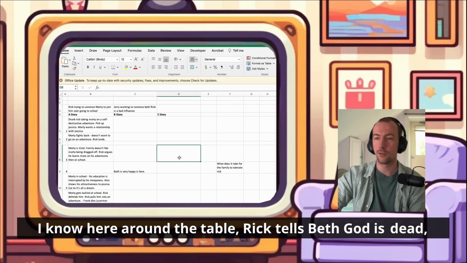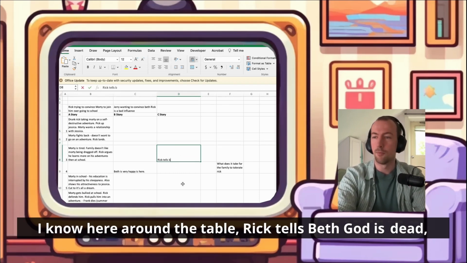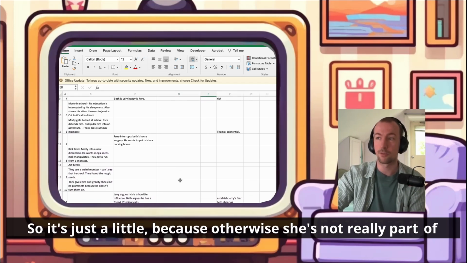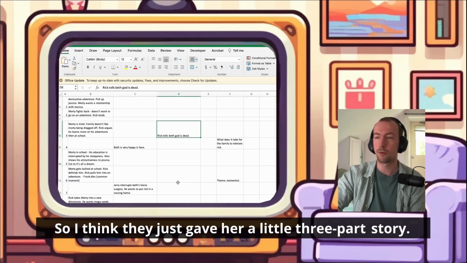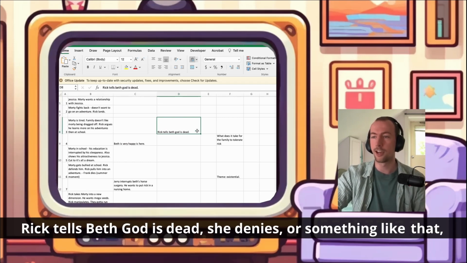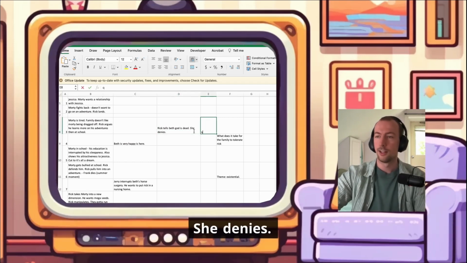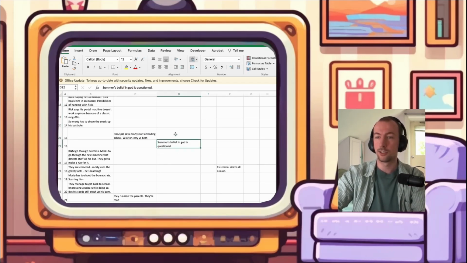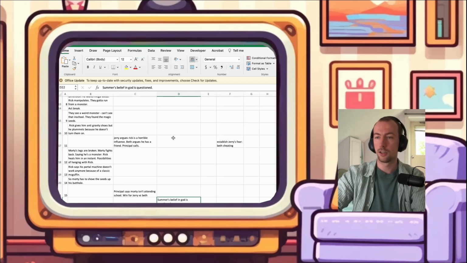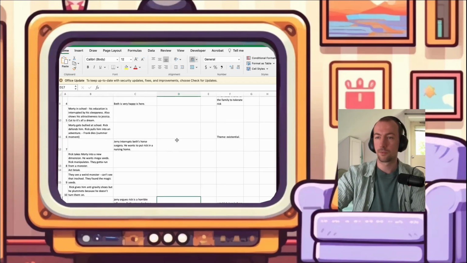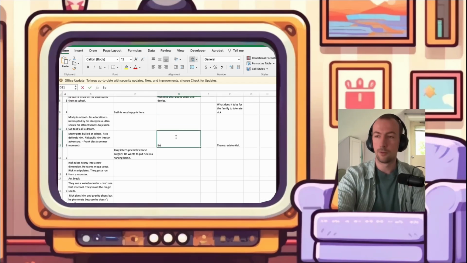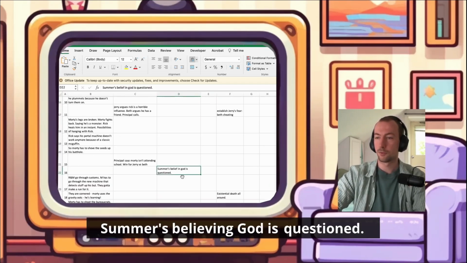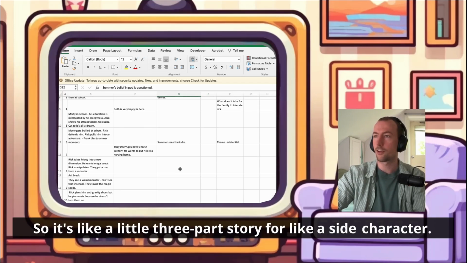I know here around the table, Rick tells Beth God is dead, right? Otherwise she's not really part of the pilot, so I think they just gave her a little three-part story. Rick tells Beth God's dead, she denies. Summer sees Frank die. Summer's belief in God is questioned. Right? So it's like a little three-part story.